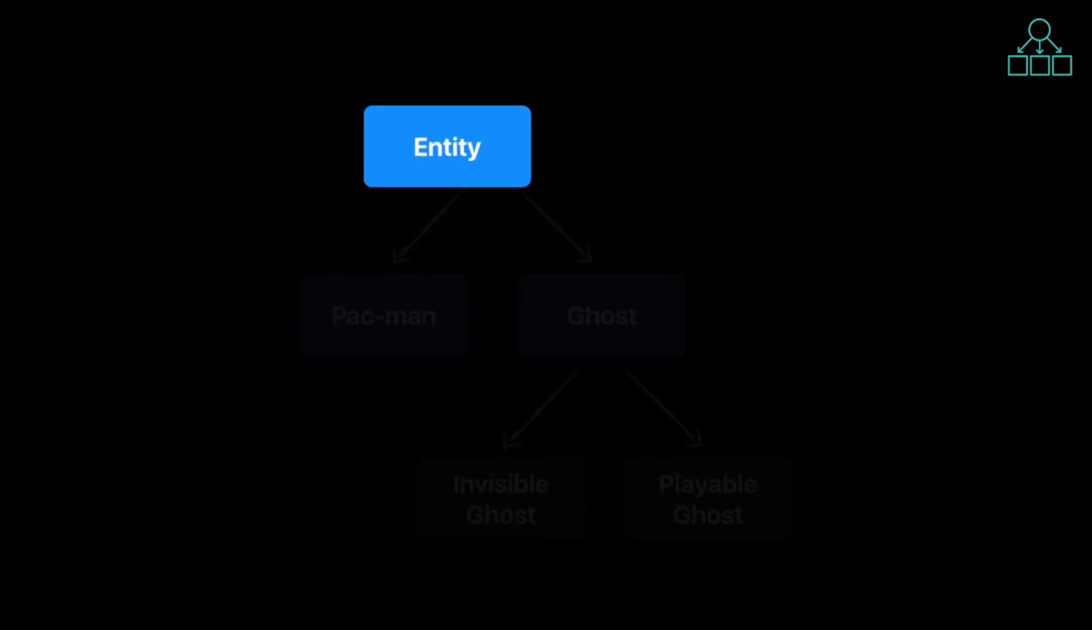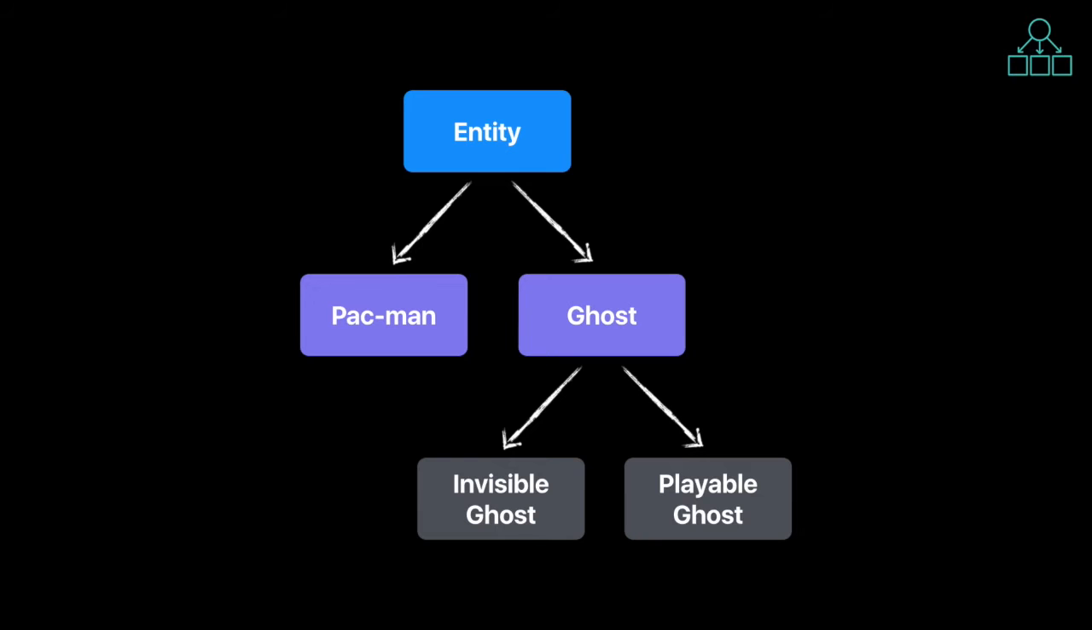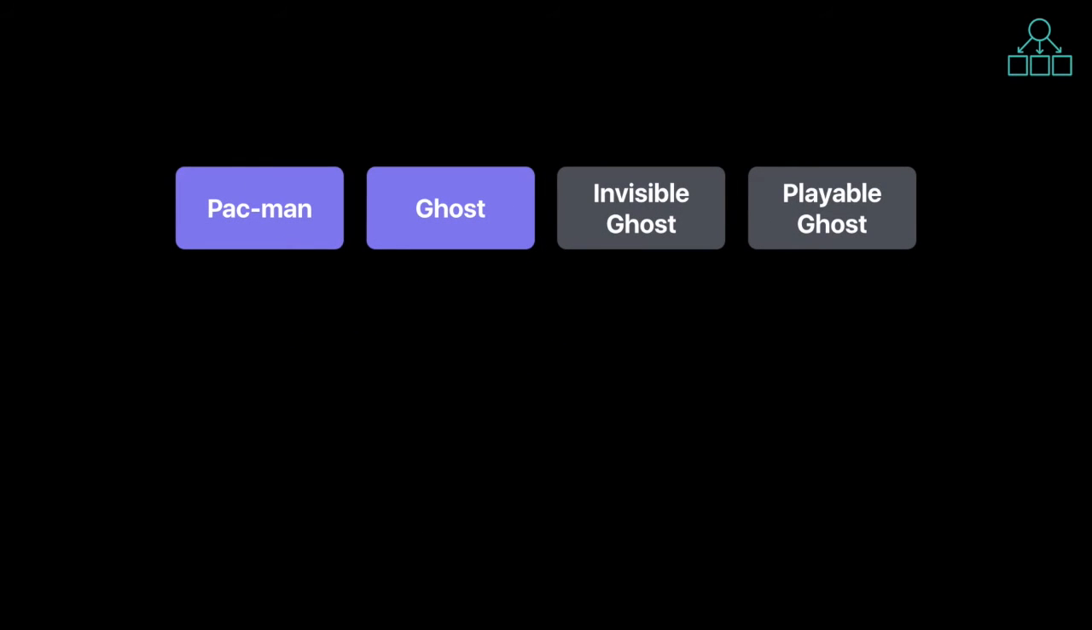So to illustrate my point, this is how I will reorganize my code under the ECS system. You have a root class, the entity class, where Pac-Man and Ghost inherit from, and then you can put the new ghost characters as a subclass of Ghost class. So everything now flows very nicely. It follows the semantic meaning of those classes. So invisible ghost and playable ghost are subclasses of the generic Ghost. And we separate out all the things that these classes do into components. So these classes can add and remove components as I see fit.